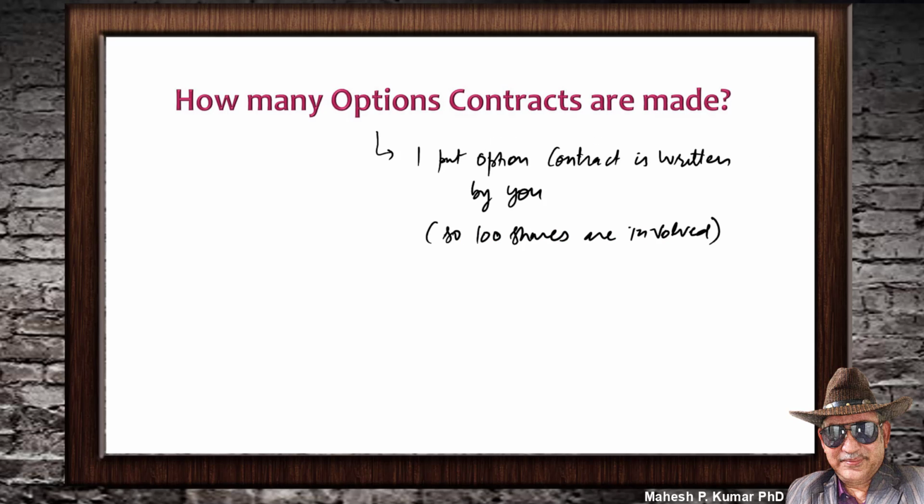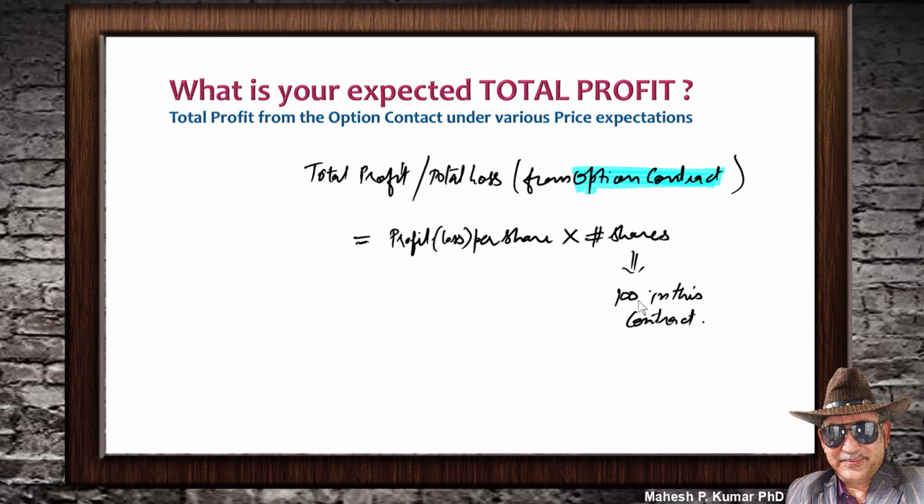Whenever you are doing a worksheet, make sure that you give consideration to how many option contracts are made. In this case only one option contract is written, so 100 shares are involved. And make sure that you calculate in your Excel sheet total profit or loss per share from the option contract, and as we did it, it was profit or loss per share times the number of shares, and there were 100 shares in this contract.